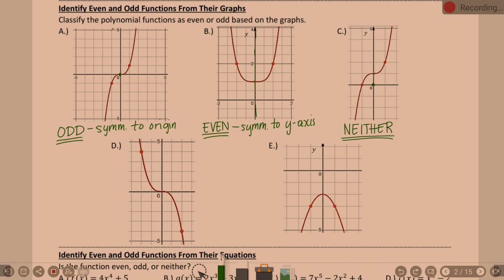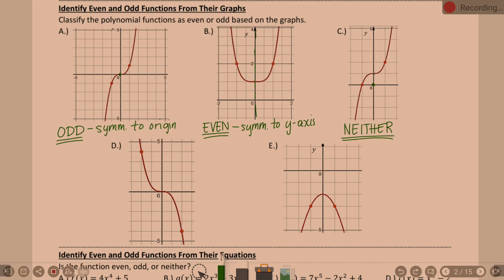Okay, I can't fold my paper in half vertically, so it's not symmetric about the y-axis. I also can't spin it around the origin. Now, the key is not that it has to go through the origin, but that origin kind of has to be a centering point. And that's what's not happening there. When I say origin, I mean 0, 0.